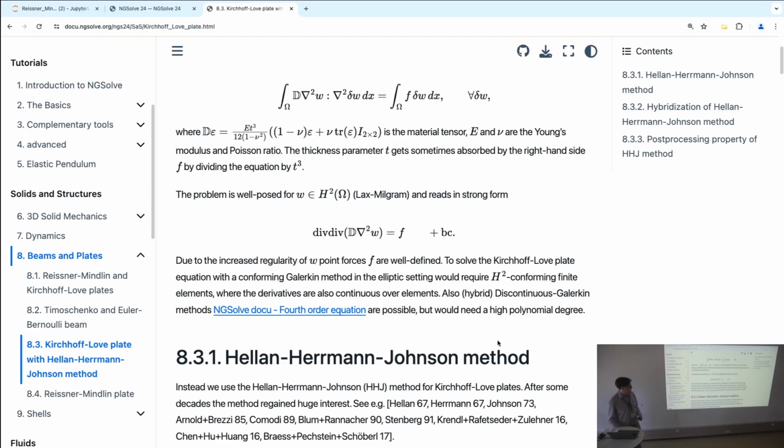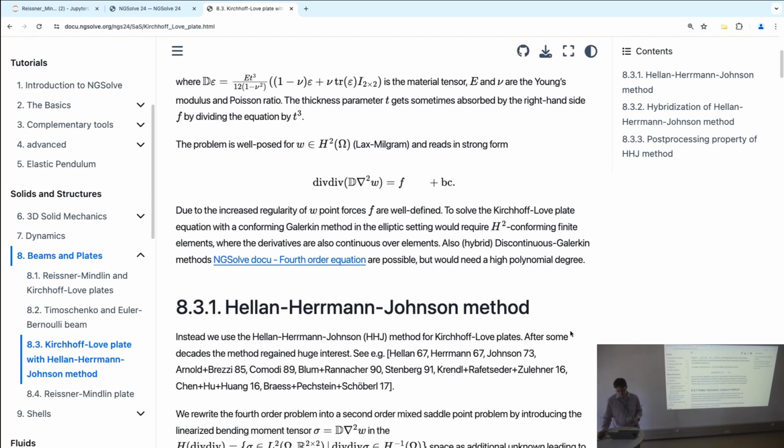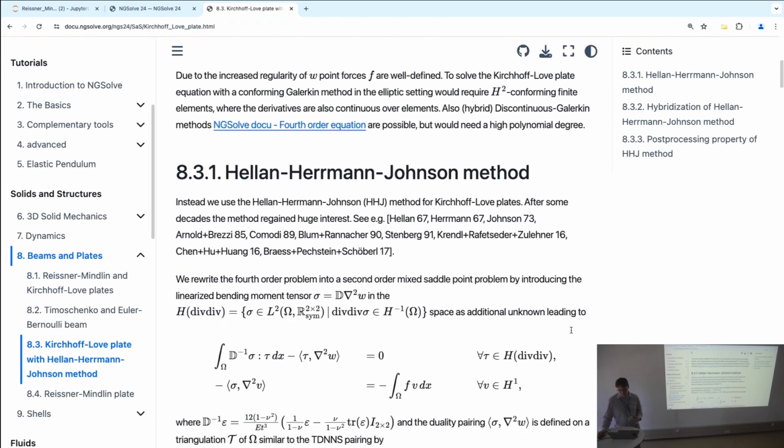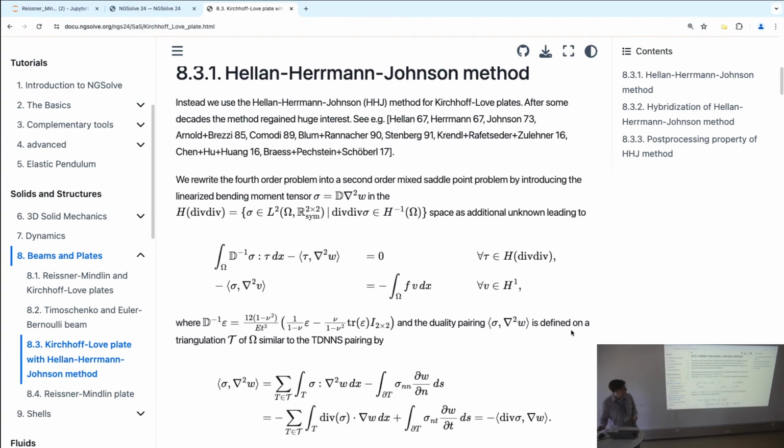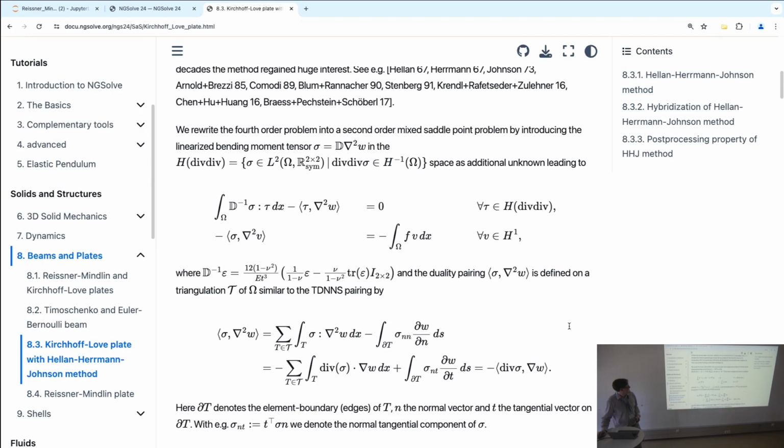And therefore, our favorite method to discretize this is the so-called Hellan-Herrmann-Johnson method, which is a mixed method and also related to the TDNNS method. So it's a pretty old method, I would say, from the end of the 60s. But then in the 90s, it stopped a bit, and then it regained more interest in the last 10, 15 years, because now we have nice elements, thanks to Astrid also, and Joachim.